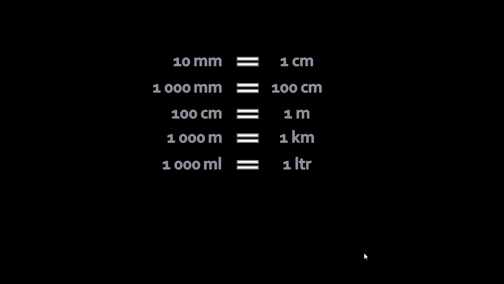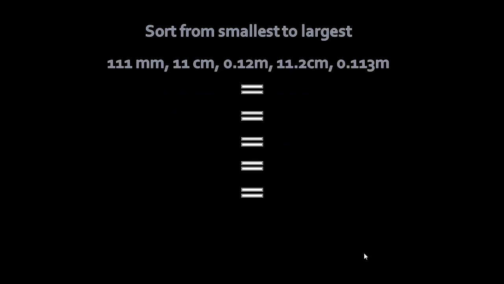The reason you need to know this is because you will be asked a question that looks like this. Sort from smallest to largest. Then you have these 5 measurements. One is 111 millimeters, 11 centimeters, 0.12 meters, 11.2 centimeters, and 0.113 meters. Now, how do we solve this question?